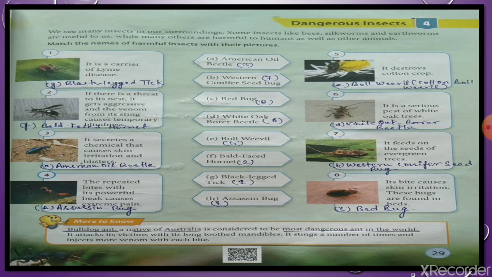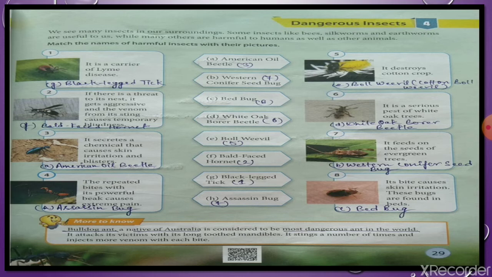So the first one you can see, it is a carrier of Lyme disease, and you can see the image also of this insect. So this is the black-legged tick. Okay, this is your option G, that is the black-legged tick. Now the second one you can see, if there is a threat to its nest, it gets aggressive and the venom from its sting causes temporary blindness.